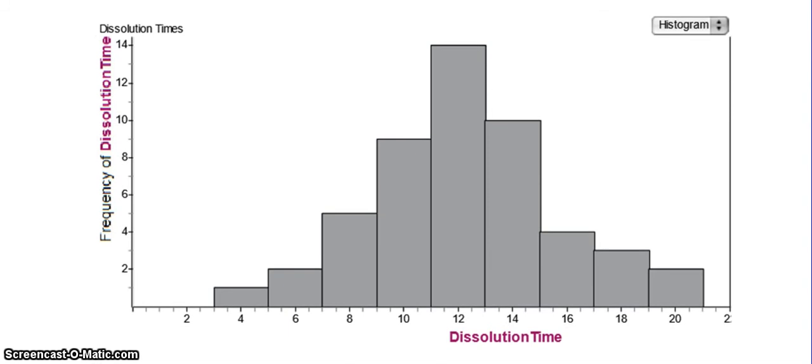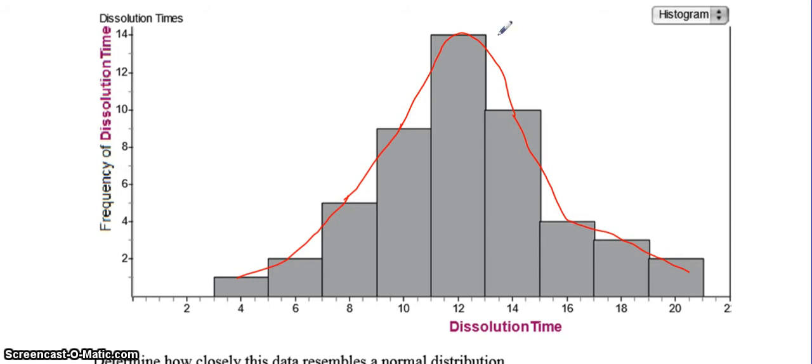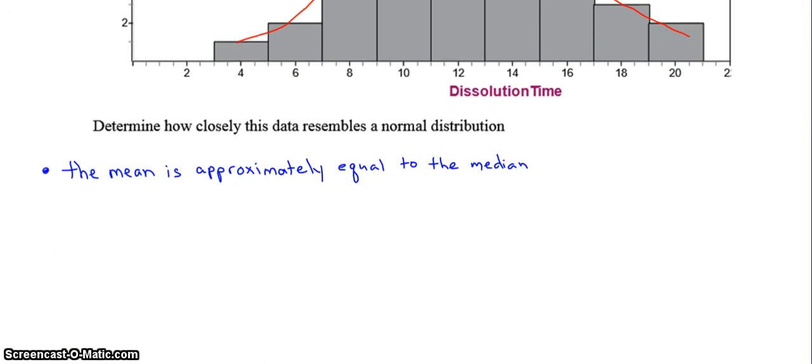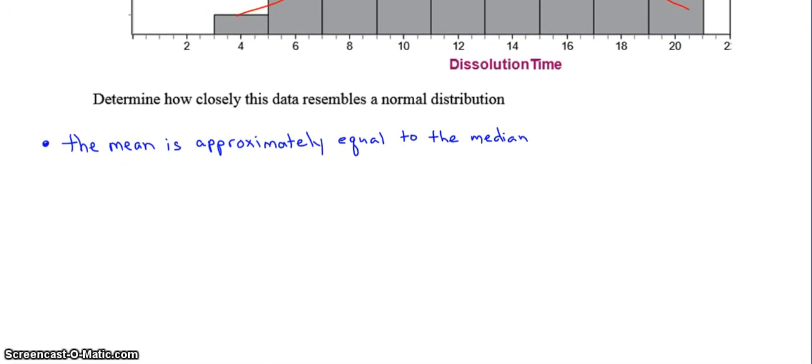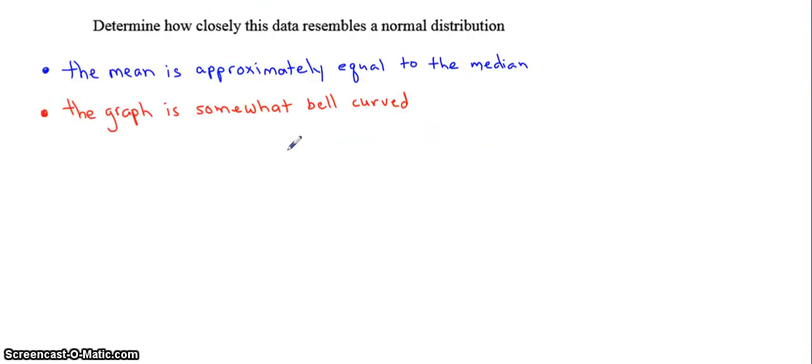The second characteristic of a normal distribution is that the shape of the graph should be bell-shaped. So if you were to join the tops of each bar, do you get a bell curve? Again, very rarely are you going to get something that is perfect. You're looking for something that is approximately bell curved. Is that approximately bell curved? It is. So we have a second criteria satisfied. The graph is somewhat bell curved.